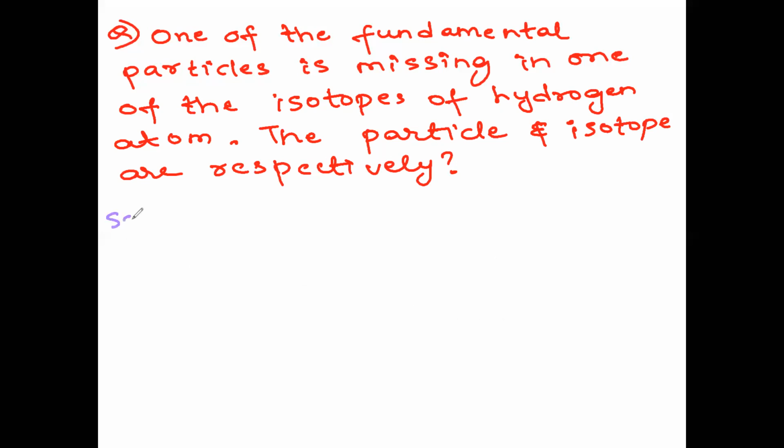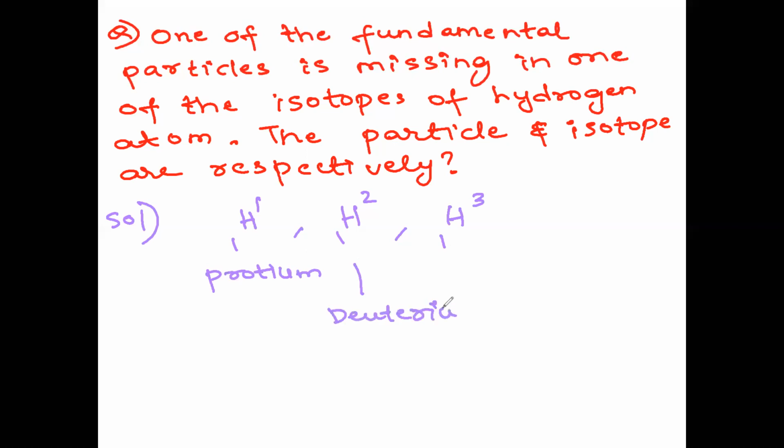So we know hydrogen has 3 isotopes: 1H1, 1H2, and 1H3. That is, 1H1 is protium, 1H2 is deuterium, and 1H3 is tritium. Now, if we take the consideration of missing fundamental particles, what are the fundamental particles we have? Electrons, protons, and neutrons. In 1H1 we have 1 electron, 1 proton, but neutron is missing, because to find the number of neutrons, mass number minus atomic number, 1 minus 1 is equal to 0. So in the first case, neutron is missing, so the fundamental particle is missing.